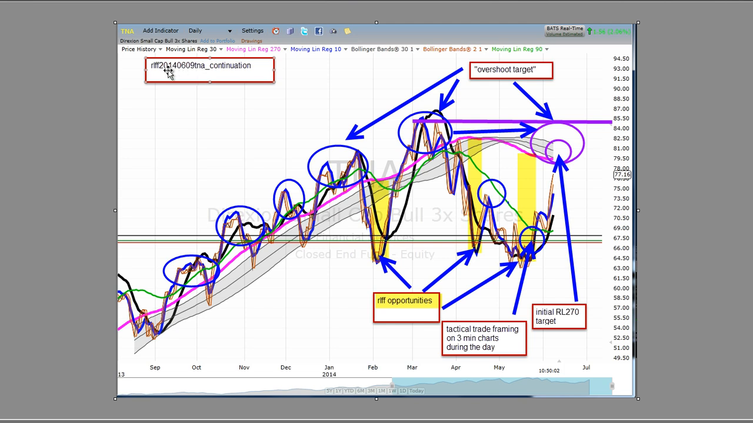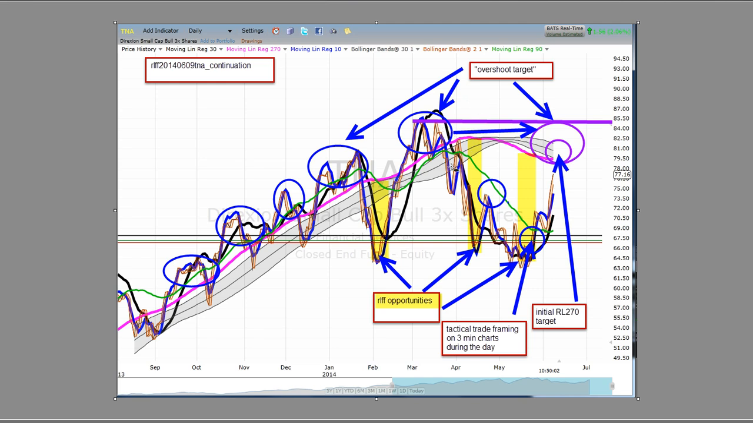I want to take a look at this emerging idea of the regression line fractal framework, where we look at the relationships between the four regression lines we care about: 10, 30, 90, and 270. And we're looking at the fractal nature of them. So this is a continuation trade opportunity in TNA. That's the triple leveraged Russell Long, and we're looking at daily charts. So this is about a year's worth of data.